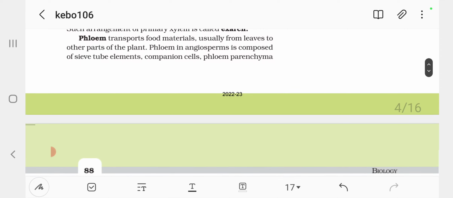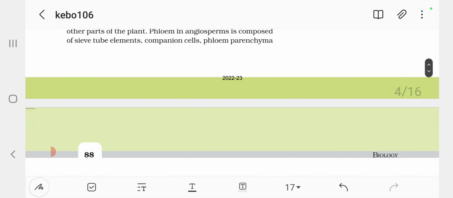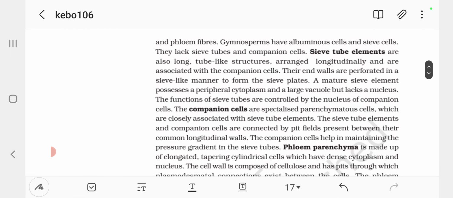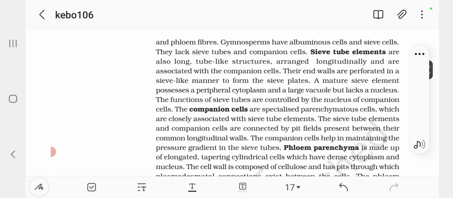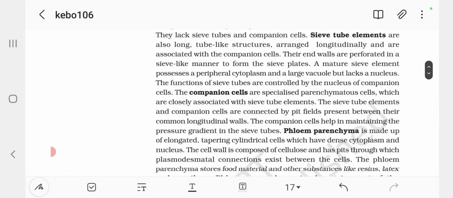Phloem transports food materials, usually from leaves to the other parts of the plant. Phloem in angiosperms is composed of sieve tube elements, companion cells, phloem parenchyma, and phloem fibers. Gymnosperms have albuminous cells and sieve cells. They lack sieve tubes and companion cells.